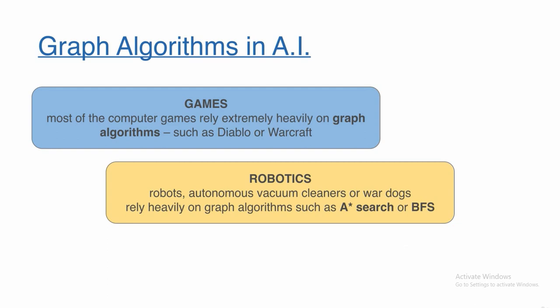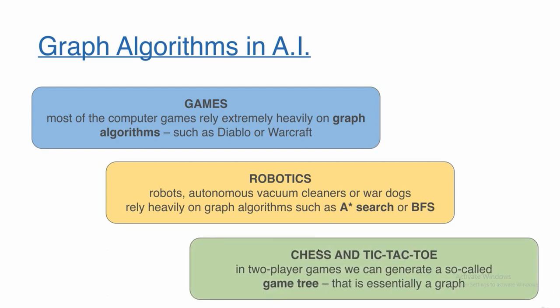And of course, we have two-player games such as chess or tic-tac-toe. In a two-player game, we can generate a so-called game tree, and this game tree is essentially a graph. So again, we can reduce the problem to a graph algorithm. We know exactly how to construct graph traversal algorithms such as depth first search or breadth first search, or how to calculate the shortest path or the spanning tree.